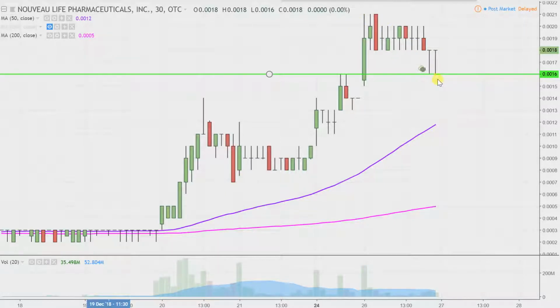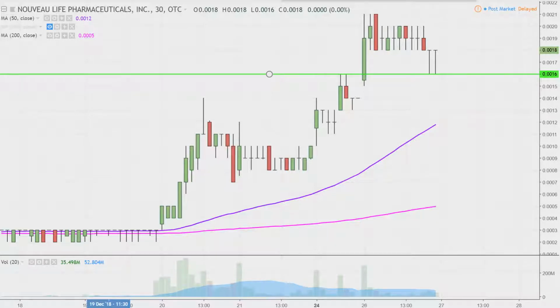Like I said, you would want to see it act as support, and that's exactly where the price bounced off of the past two times during the final hour of the day. Remember, each of these is 30 minutes, so the combination of those two candles would be an hour. But good to see 0016 now acting as support.